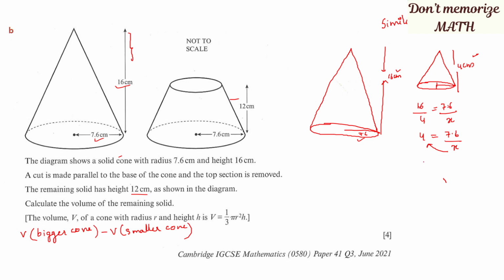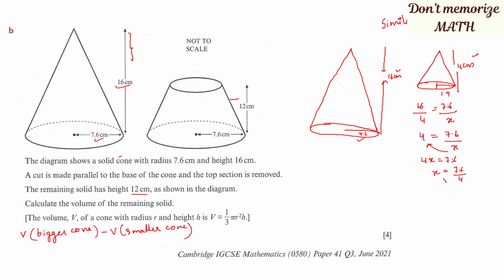So moving x, you will get 4x is equal to 7.6. So x is equal to 7.6 over 4, which gives 1.9. So the radius is 1.9. Now you can find the volume of this solid.